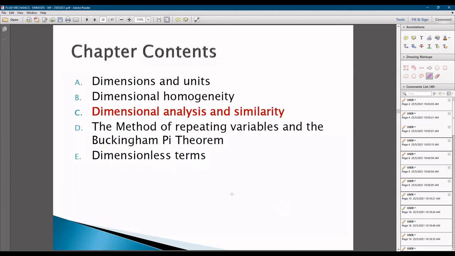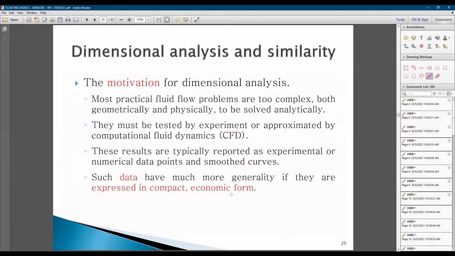On the third part, it is the dimensional analysis and similarity. The motivation for dimensional analysis is to focus on most practical fluid flow problems, which are too complex, both geometrically and physically, to be solved analytically. They must be tested by experiment or approximated by computational fluid dynamics.